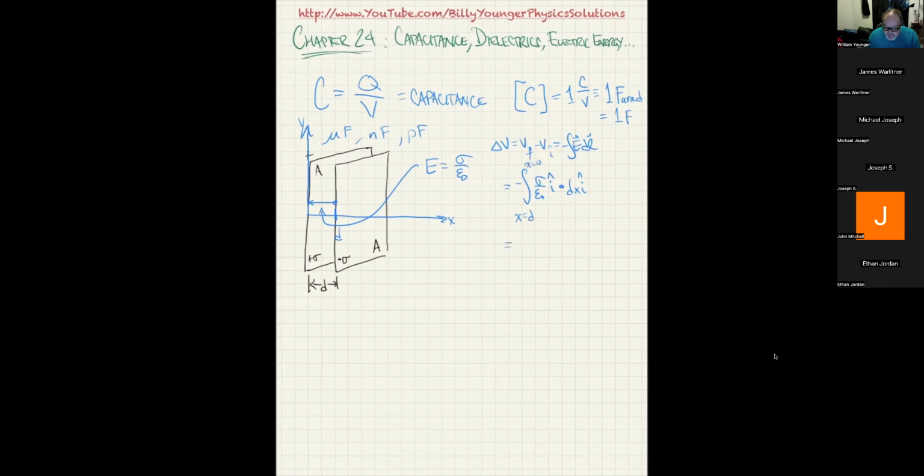Obviously, sigma over epsilon naught is a constant, so I'll pull that out in front. And I get the integral of dx from D to 0 times i hat dot i hat, which we now know pretty well is just 1. So I end up getting, don't forget the negative I had. I wrote it here, but I didn't write it here, so I'll put that there again. Now I've got negative sigma over epsilon naught.